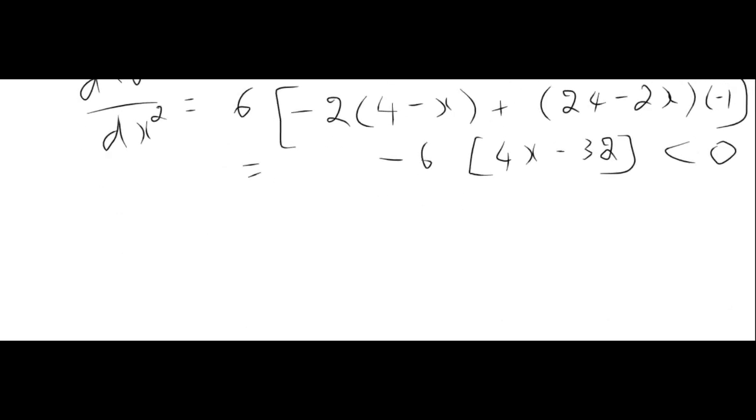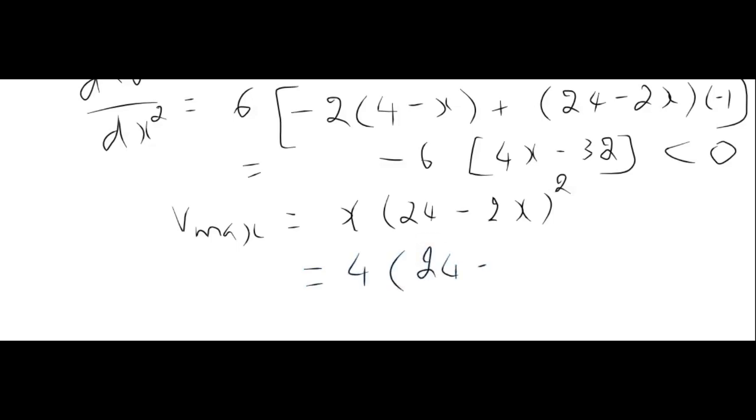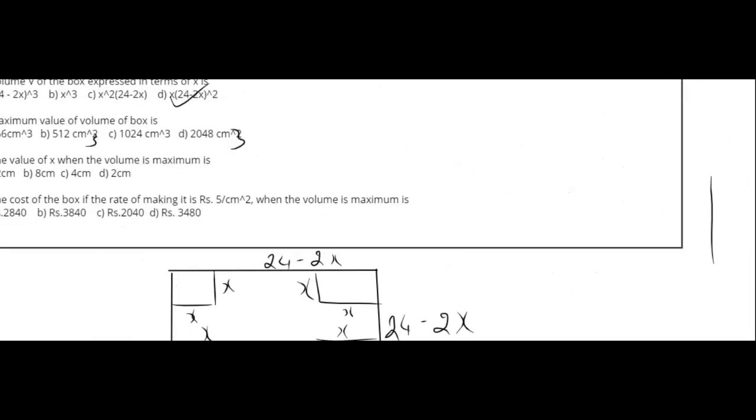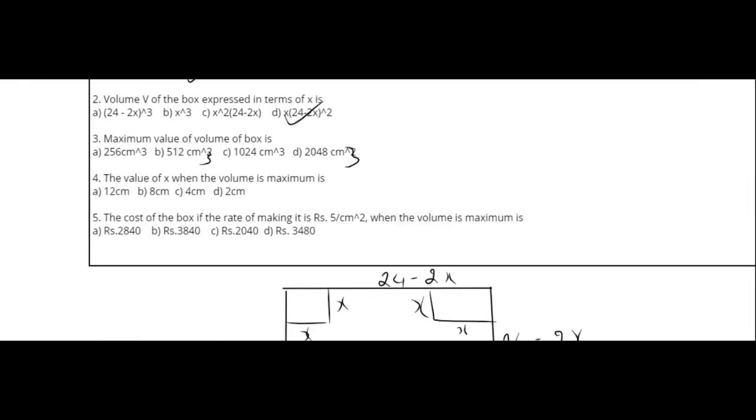So V max is equal to, in the place of x, we are now going to substitute 4. That is x into 24 minus 2x the whole square, which is equal to 4 into 24 minus 2 into 4, which is 8, the whole square. On simplification, we get this to be 1024 centimeter cube. So obviously we can see that option C is correct.